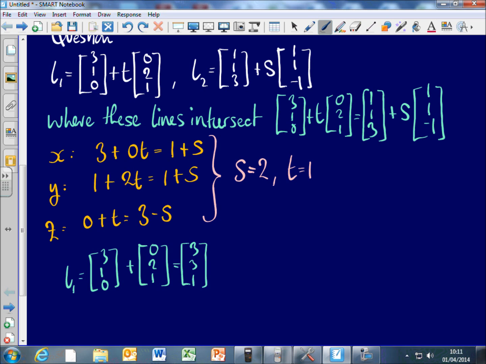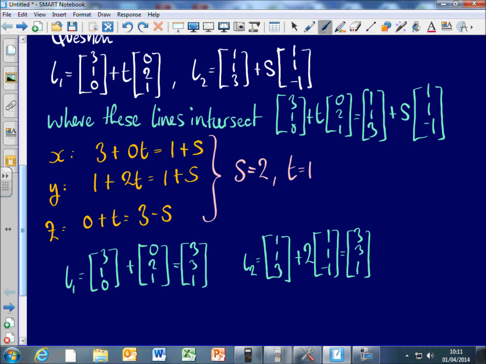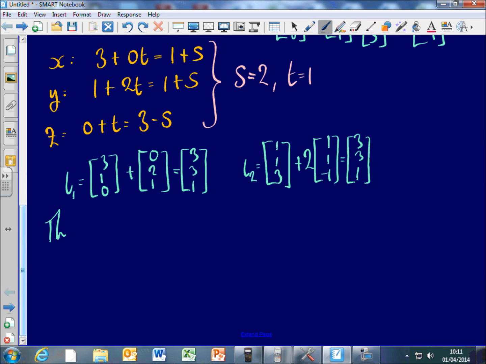I'm just going to check that s works in the second equation, so L2, and I'm going to substitute 2 into this one. So I get (1, 1, 3) plus 2 times (1, 1, -1). And I add these together, so I'm going to get, again, (3, 3, 1). So, finally I can say the lines intersect at (3, 3, 1).